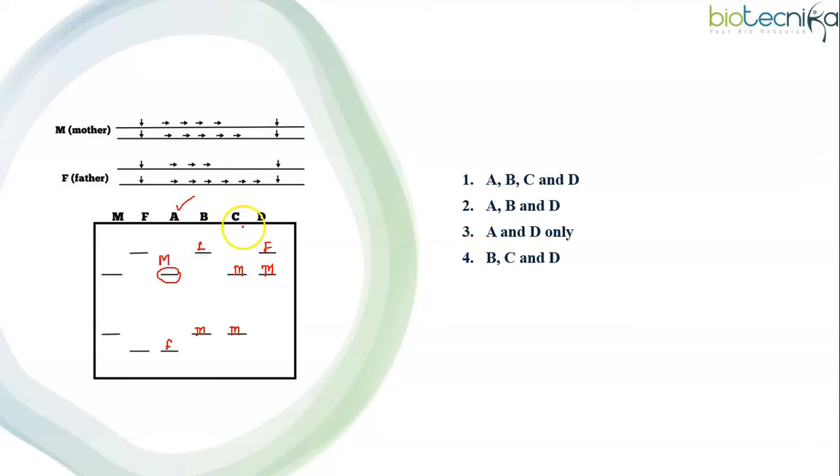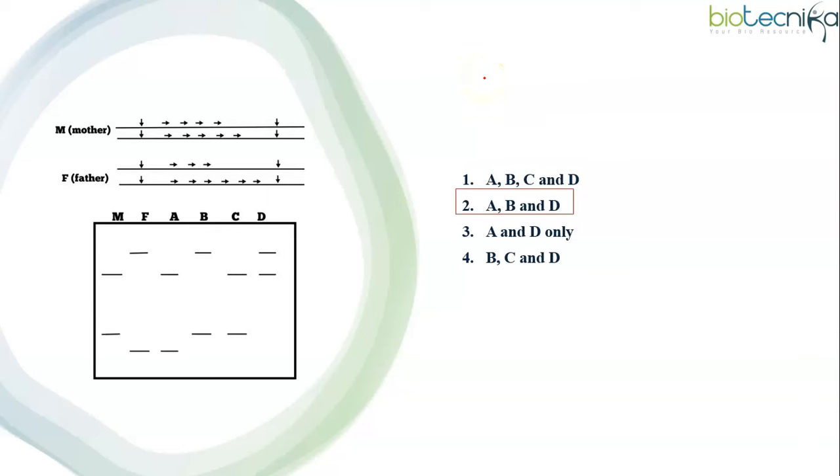So if a child belongs to this mother and father, that is a couple, they should inherit genes from both the parents and not from just one parent. So we can say that C doesn't belong to this mother and father, and as we have to find out the progeny belonging to this couple, the answer is option 2, which includes A, B and D, as A, B and D have bands in common with both mother and father.